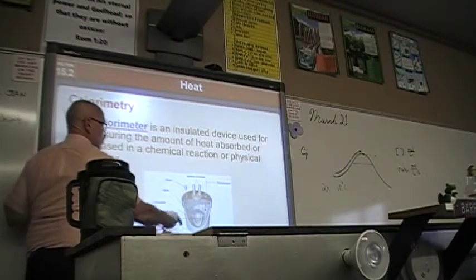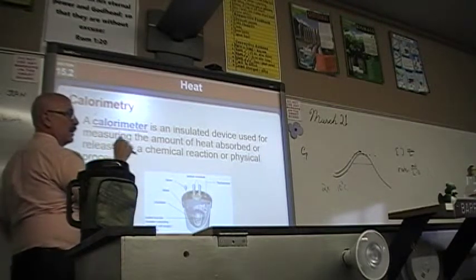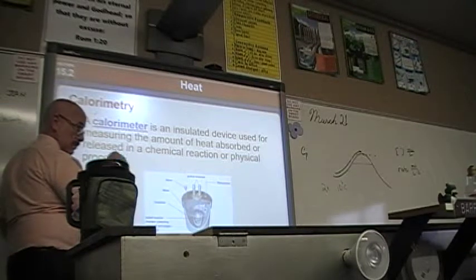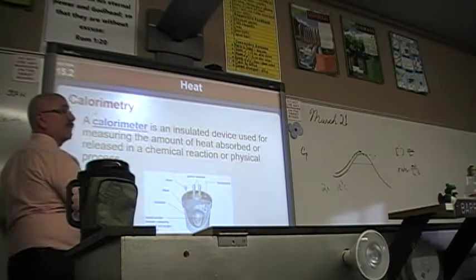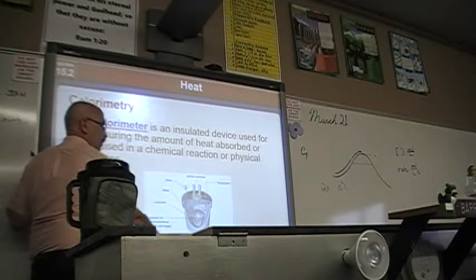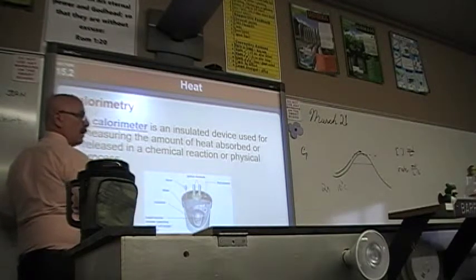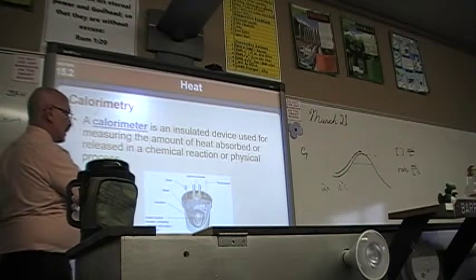Okay? So this is actually used to measure the C value, the specific heat value of something. It could be water, it could be alcohol, it could be ammonia, it could be chlorine, anything we put in there.